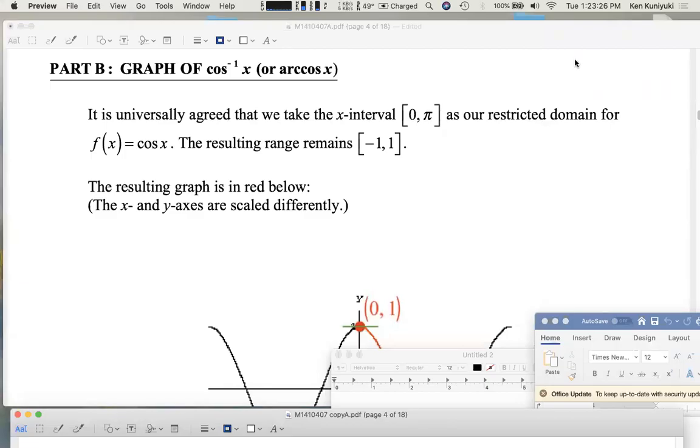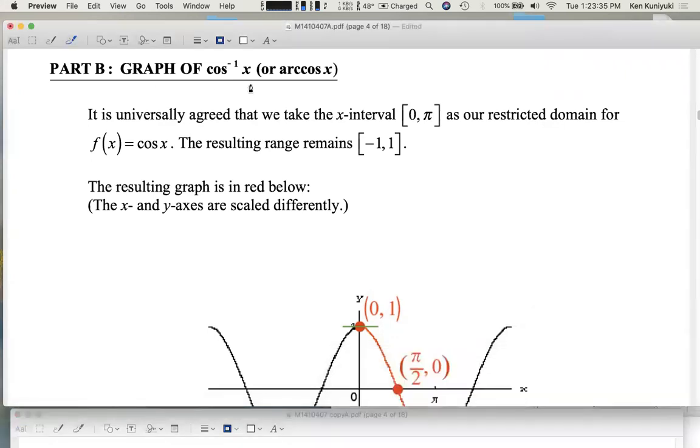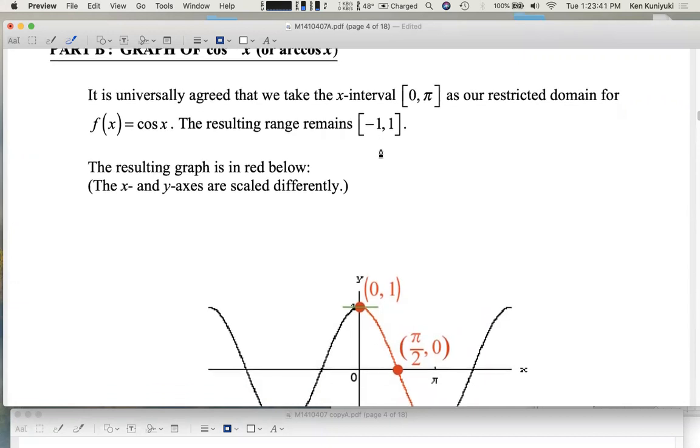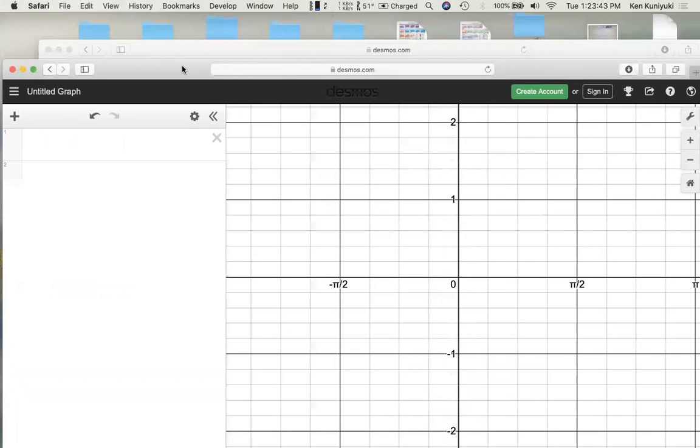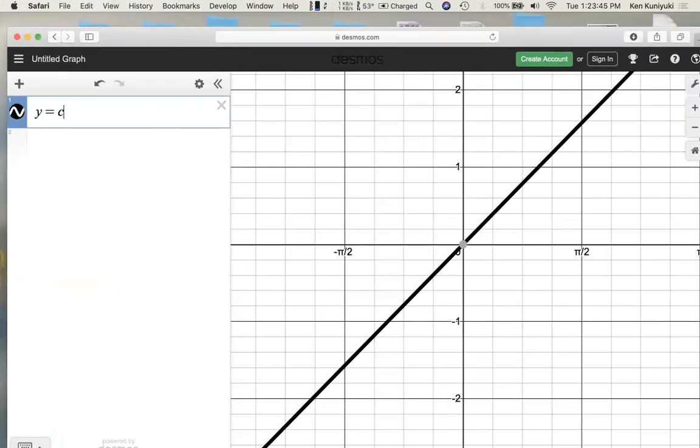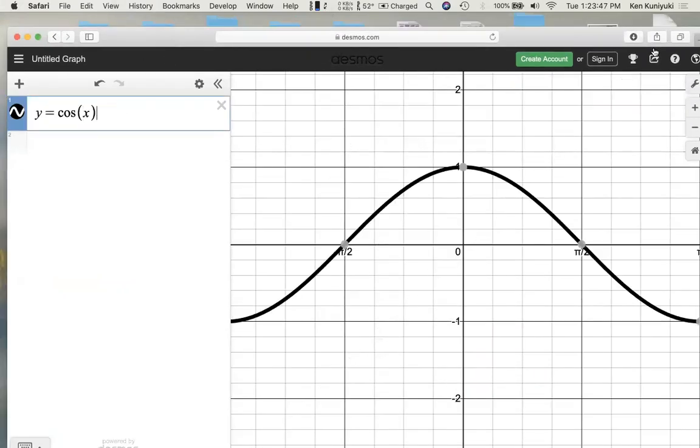Hi everyone, we're continuing with our trek through 4.7 on inverse trig functions. We're now going to consider the graph of y equals inverse cosine of x, or arccosine of x, which means the same thing. Now, over on Desmos, let's take a look at y equals cosine of x.